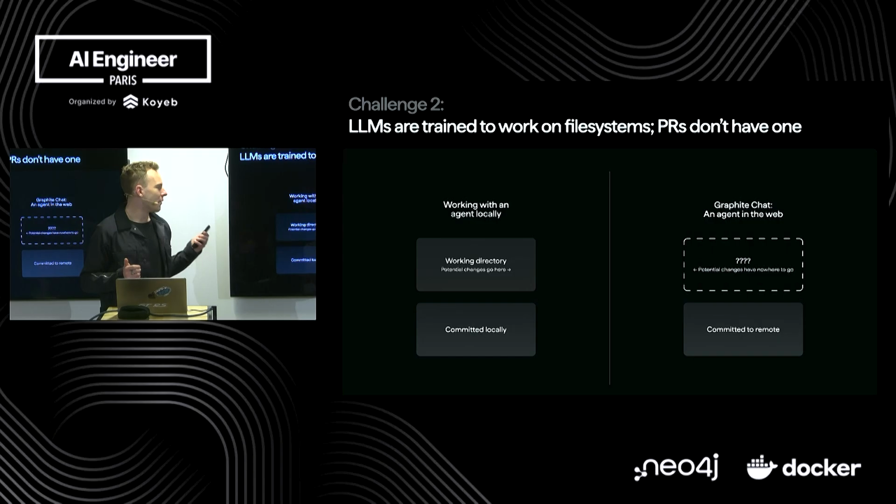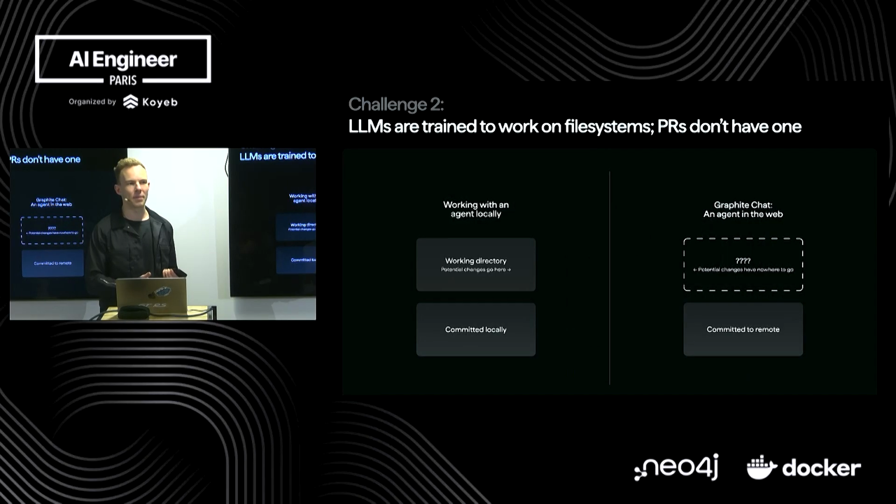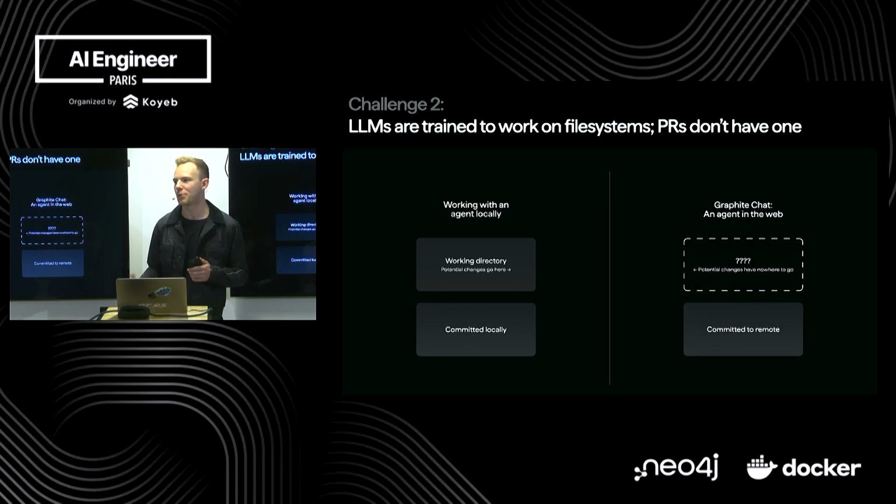Here's another view of the challenge. Working with an agent locally, you have the working directory where you're putting all of your potential changes, and you also have your Git history of what you've actually committed. However, thinking about Graphite Chat on the web, you have what's been committed to remote, which you can load in, but you don't really have a place for any of these potential changes to go. And that was one of the biggest inhibitors when we started to building a collaborative experience between agents and humans.